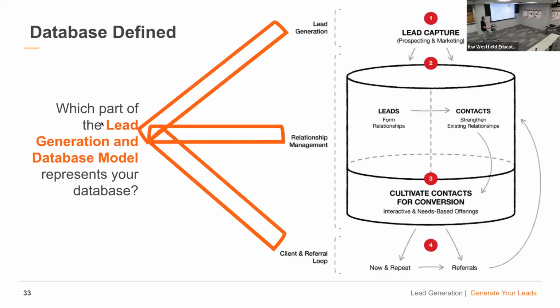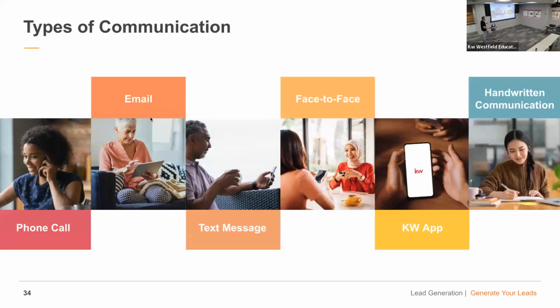So yeah, which part of the lead generation and database model represents your database? It's right here, relationship management. Types of communication, you've got phone call, you've got email, text message, face-to-face. You could send them your KW app. You could do handwritten communication as well.